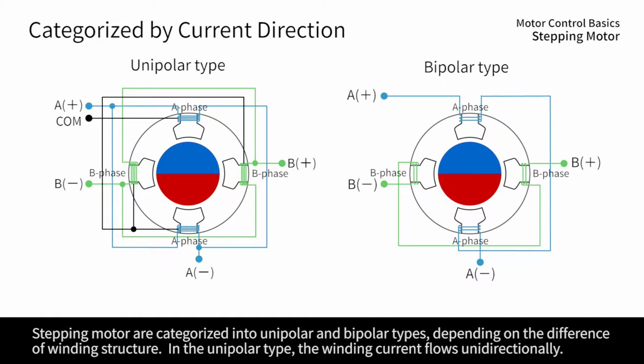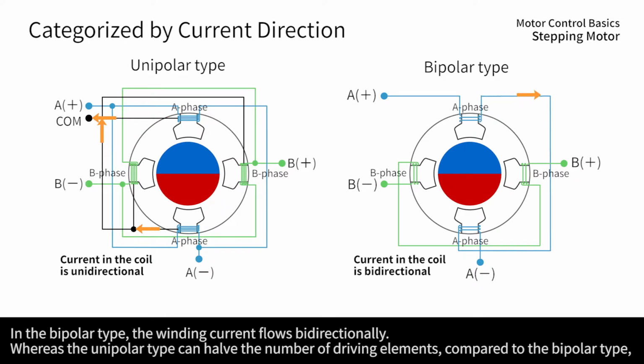Stepping motors are categorized into unipolar and bipolar types, depending on the difference of winding structure. In the unipolar type, the winding current flows unidirectionally. In the bipolar type, the winding current flows bidirectionally.